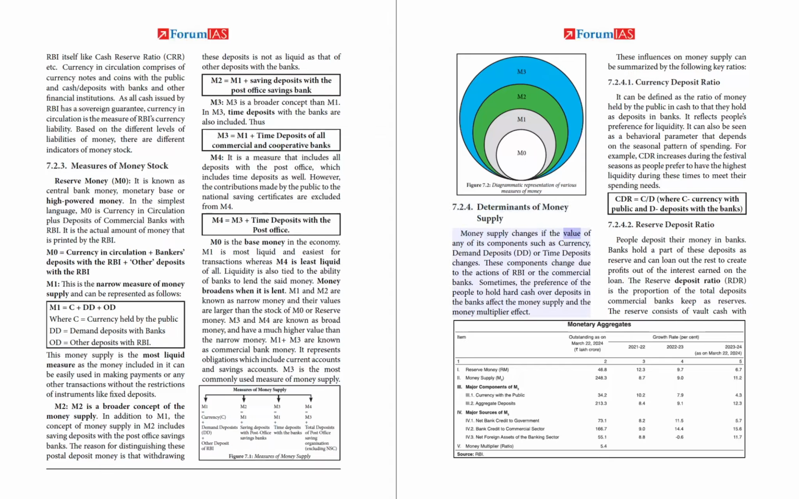Money supply changes if the value of any of its components, such as currency, demand deposits (DD), or time deposits, changes. These components change due to the actions of RBI or the commercial banks. Sometimes, the preference of the people to hold hard cash over deposits in the banks affects the money supply and the money multiplier effect. These influences on money supply can be summarized by the following key ratios.